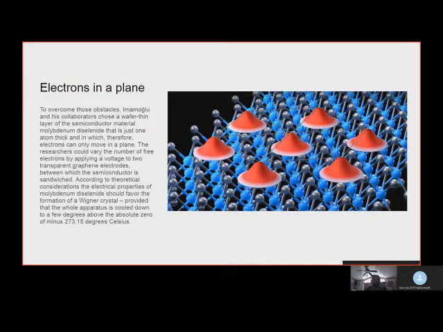According to theoretical considerations, the electrical properties of molybdenum diselenide should favor the formation of a Wigner crystal. And sorry, I just botched that name of that chemical. Provided that the whole apparatus is cooled down to a few degrees above the absolute zero of minus 273.15 degrees Celsius.